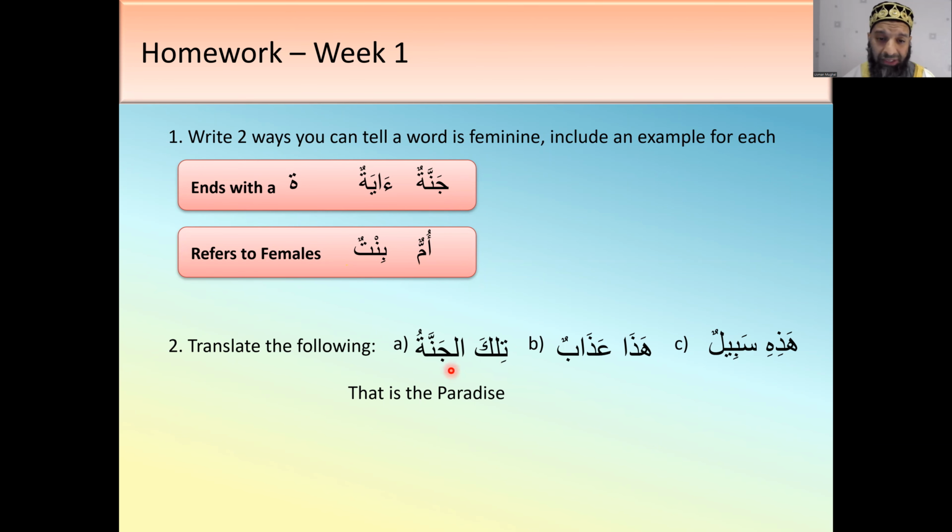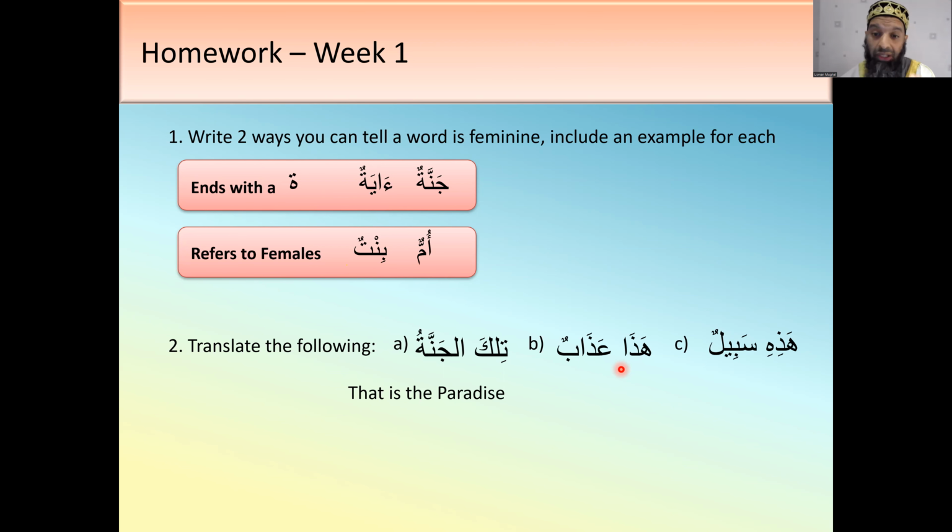So tilka al-jannatu, that is the paradise. Next one, B. Hadha. We've done hadha, remember? Me going over this homework and the answers in the test is one of the benefits of it. Inshallah, it's going to solidify what you've learned. We're going over it again and again, like someone doing hifz of the Quran. You keep going over it until you've memorized it. So we're repeating these, knowing there's some benefit in this, inshallah.